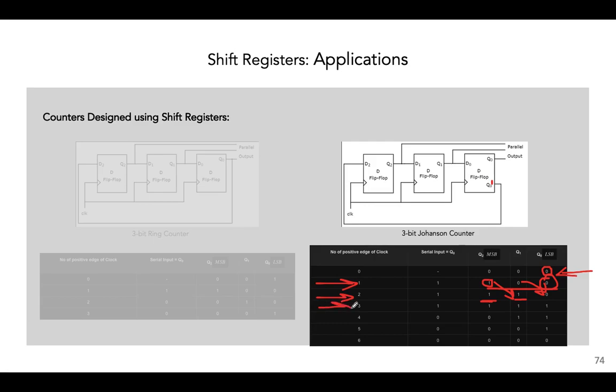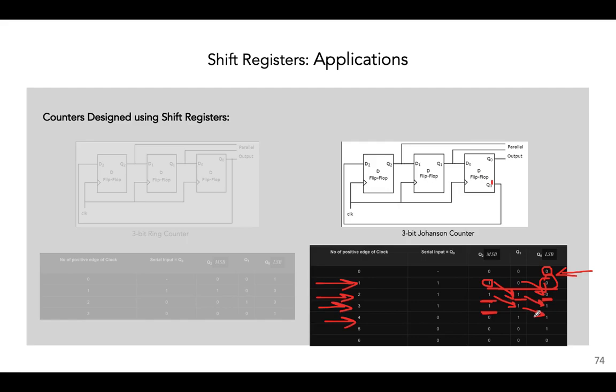Then when the third clock pulse arrives, this one is shifted here, this is shifted here, and the final output of the third flip-flop, the complement of this output, will be fed back into the first flip-flop. That's why this was 0, and that's why this is 1. All right, and so now we have counted up to 3, and then the fourth clock pulse arrives. And then what happens?